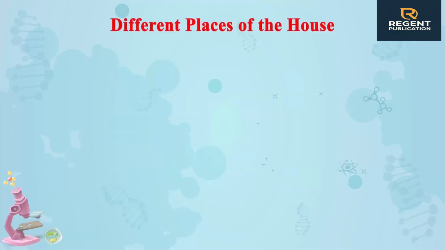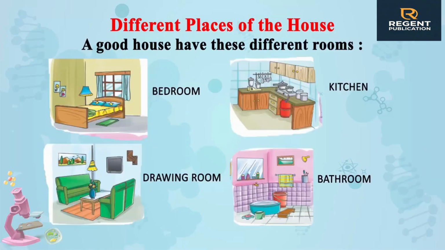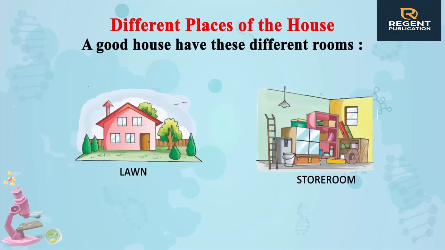Different places of the house. A good house has these different rooms: bedroom, drawing room, kitchen, bathroom, toilet, dining room, study room, balcony, lawn, storeroom.